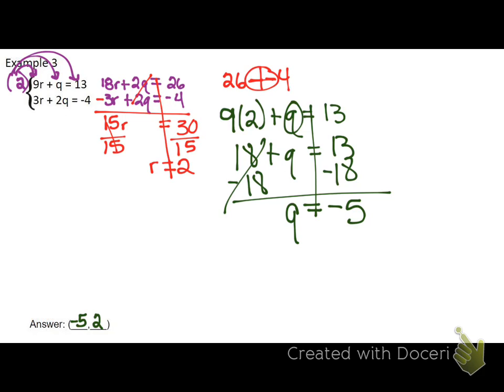Why did we pick 2? Because we decided we wanted to eliminate the q's, right? So if I wanted to go with the r's, I should pick 3. And you would have multiplied by this bottom one.